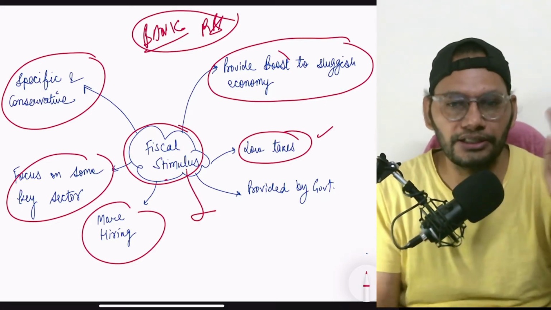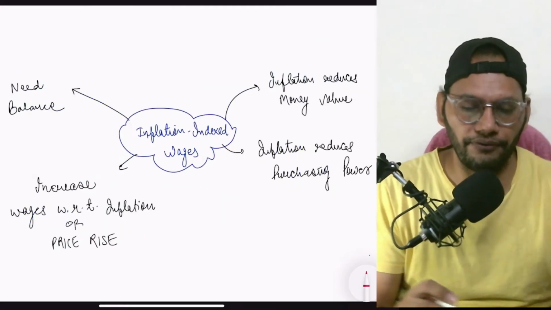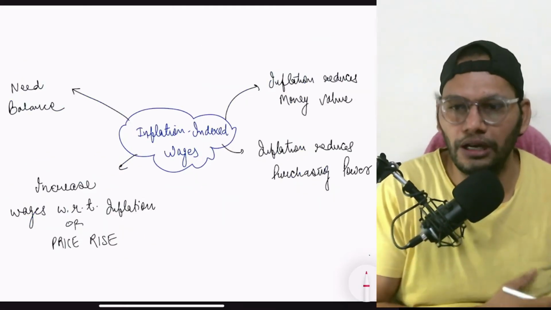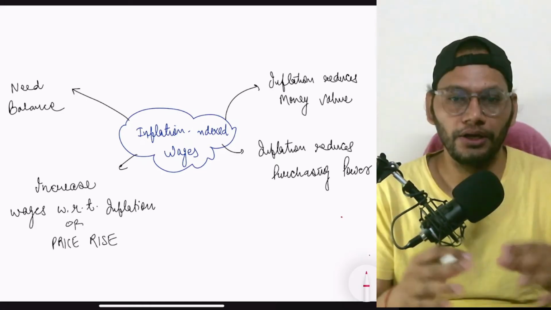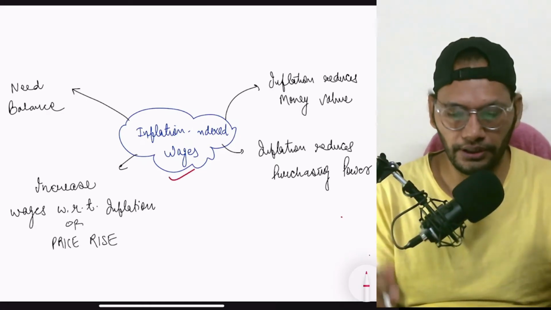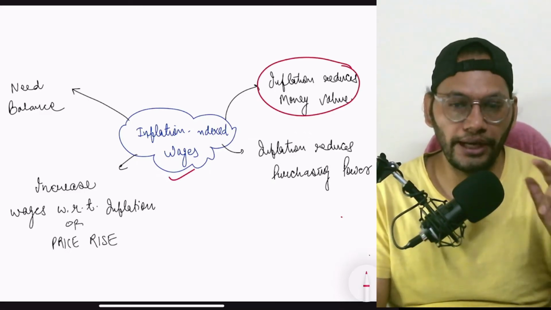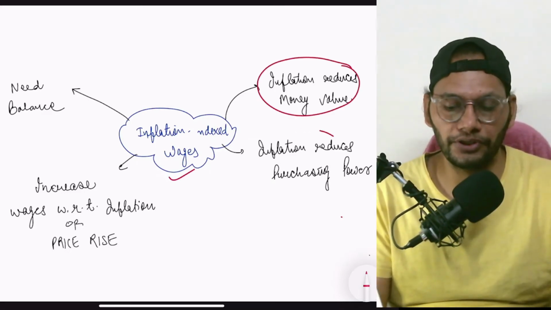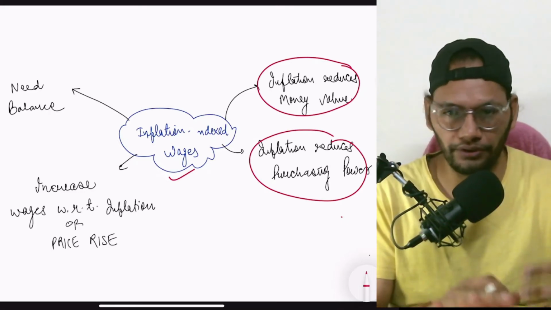So yes, fiscal stimulus also leads to demand pull inflation, because people start demanding more when they have more money in their hand, right? So the next aspect that we have is inflation indexed wages. How does it work? Look, because of the inflation, value of the money goes down. It means that purchasing power of the consumer also goes down with the inflation.